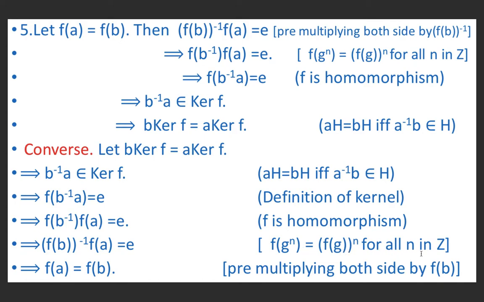If we pre-multiply both sides by F of B, then on the left hand side we get FB into FB inverse into FA, and on the right hand side FB into E. On the left hand side FB into FB inverse is E, so E into FA is FA. On the right hand side E into FB is FB. So if B kernel F is equal to A kernel F, then FA is equal to FB.